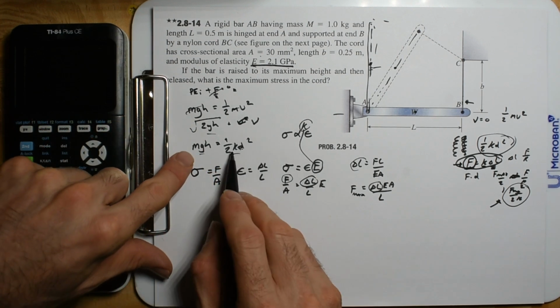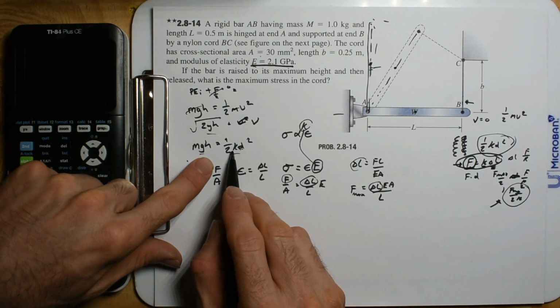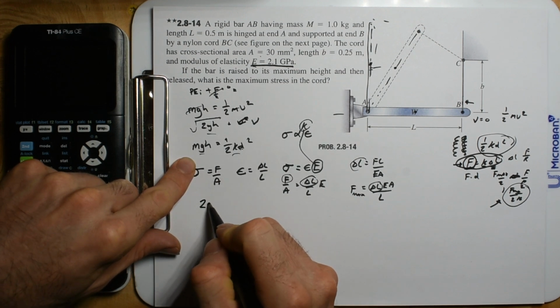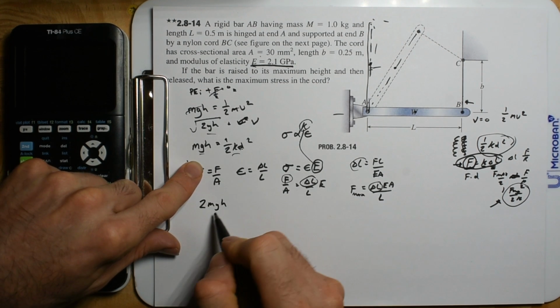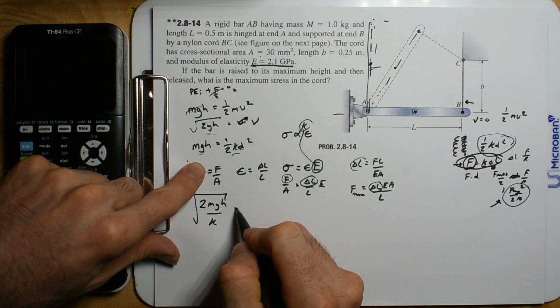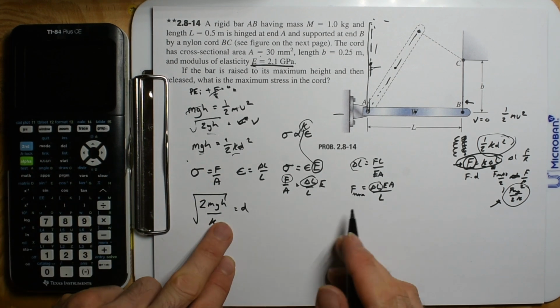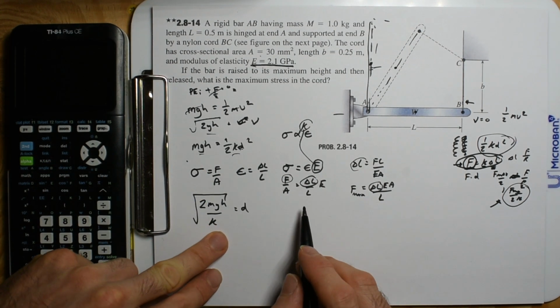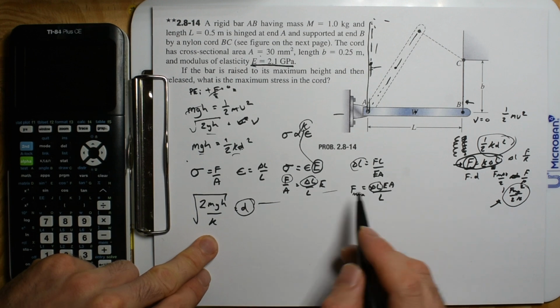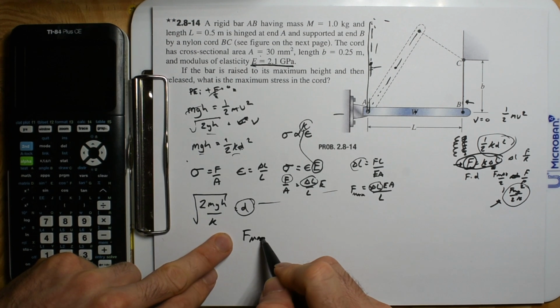And so how do you solve for D? Well, you take the 2 upstairs, so you get 2mgh. Divide by K, and then take the square root of it. All right, there you've got D. So if you want to do this all in one step, you would throw this right into there, and we're going to get force max.